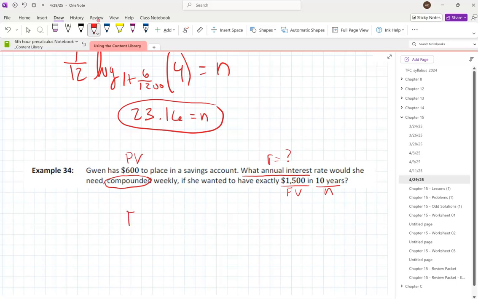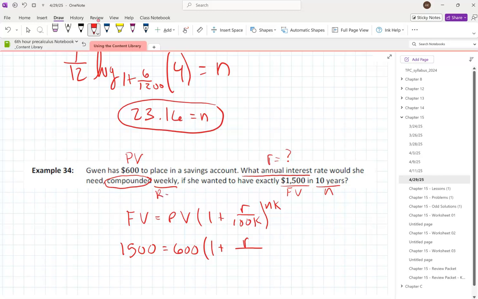So again, we'll just be plugging things in to start. Oh, weekly. Forgot to write down my K. Knew I was forgetting something.